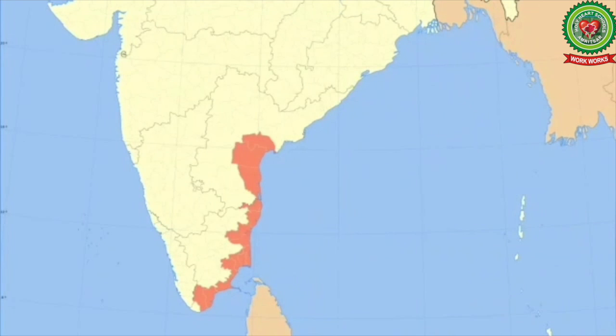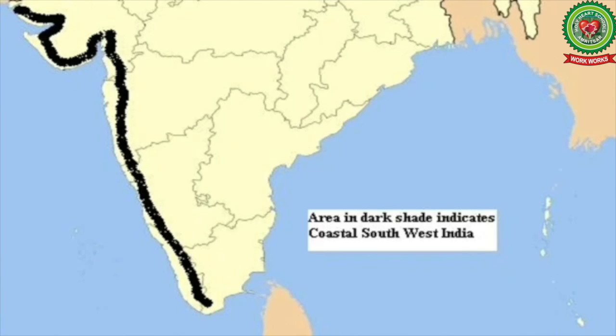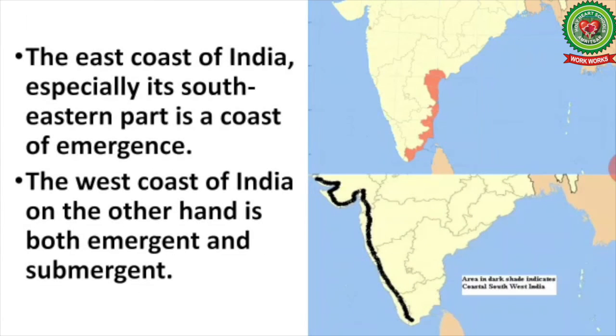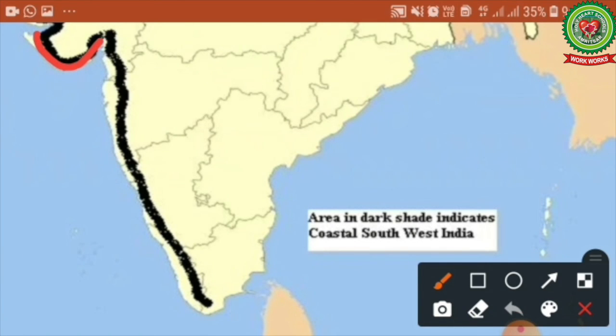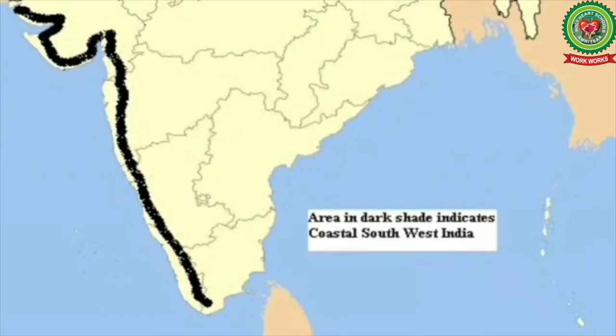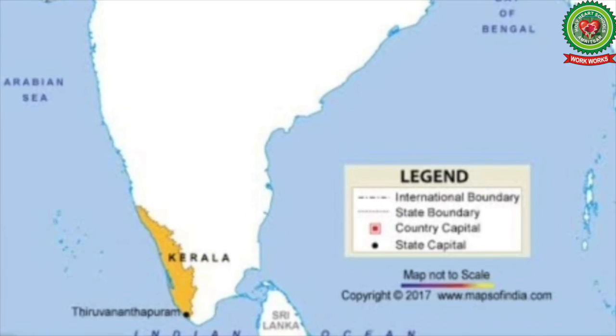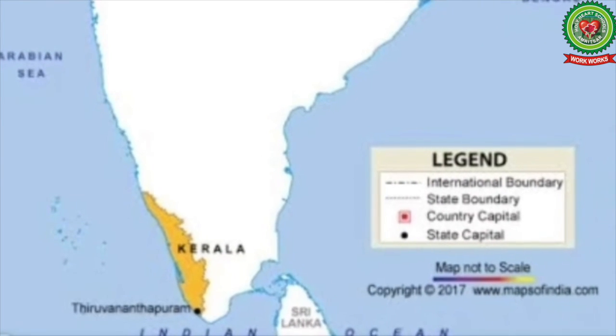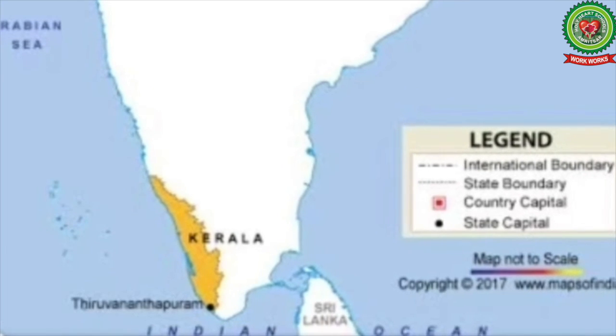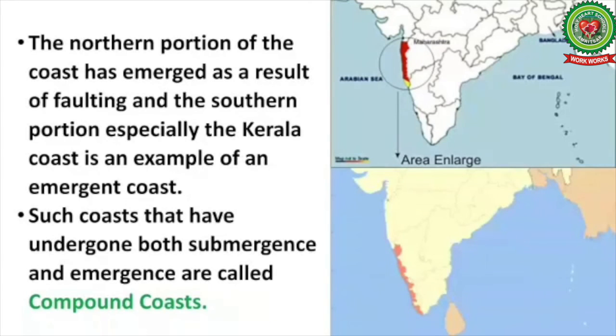The east coast of India, especially its southeastern coast, that is the Tamil Nadu coast, is a type of coast of emergence. The west coast of India, on the other hand, is both emergent and submergent coast. The northern portion of the coast has emerged as a result of faulting, and the southern portion, especially the Kerala coast, is an example of emergent coast. Such coasts that have undergone both submergence and emergence are called compound coast.